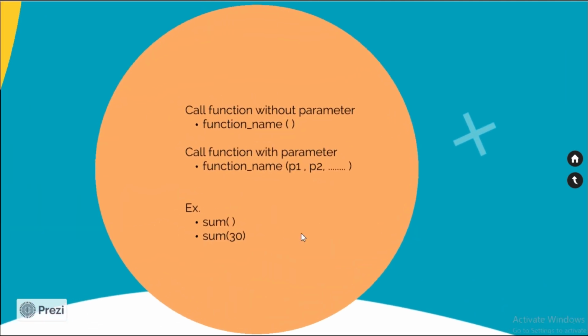A function runs only when we call it. A function cannot run on its own. Call a function without parameters: write the function name followed by parenthesis. We can call a function with parameters also. Write the function name and in the parenthesis mention the parameters. So P1, P2 are the parameters. Let's see some examples. Here I call a function sum. Sum is my function name followed by the parenthesis. Here I call a function sum and pass 30 as a parameter to the function.